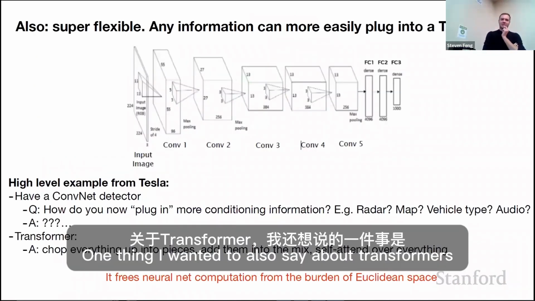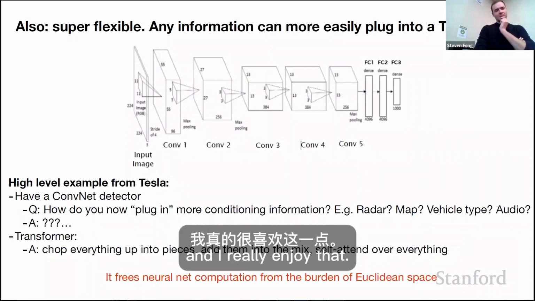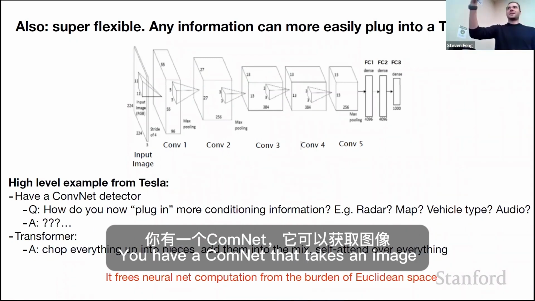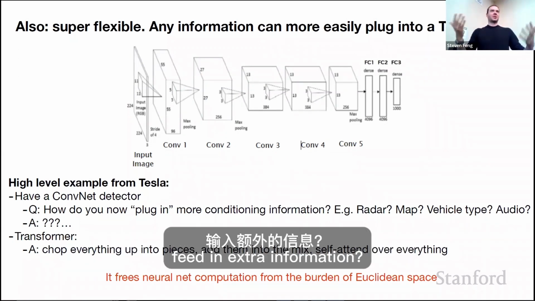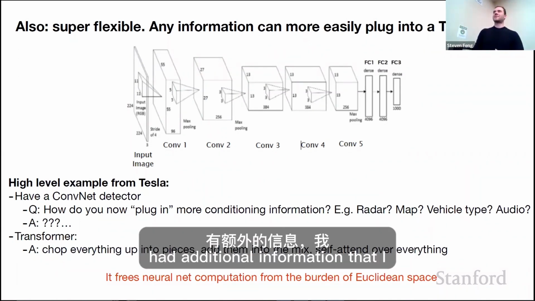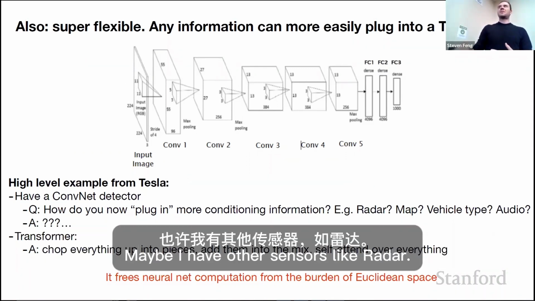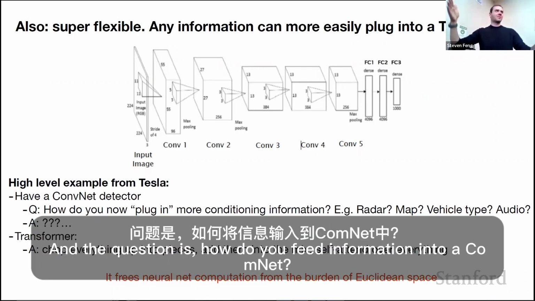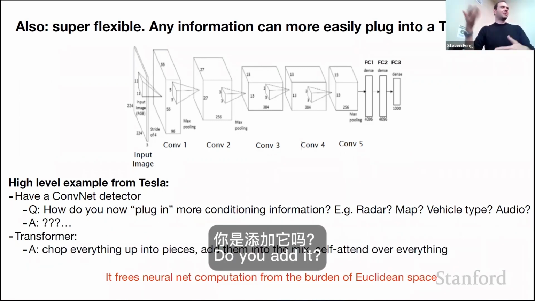One thing I wanted to also say about transformers is that I find they're super flexible, and I really enjoy that. I'll give you an example from Tesla. You have a ConvNet that takes an image and makes predictions about the image. And then the big question is, how do you feed in extra information? It's not always trivial. Say I have additional information that I want the outputs to be informed by. Maybe I have other sensors like radar, maybe some map information or vehicle type or some audio. The question is, how do you feed information into a ConvNet? Where do you feed it in? Do you concatenate it? How do you add it?